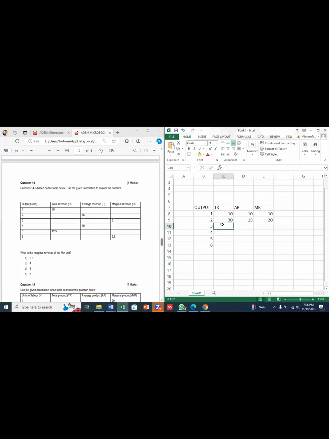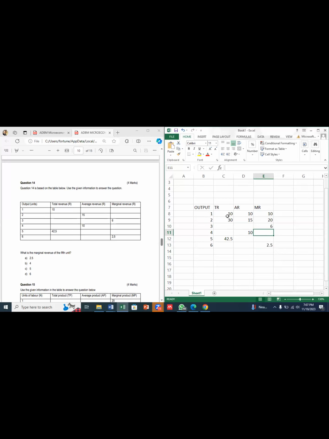Then on the third unit, we've been given the marginal revenue of 6. Then we have 10 there, then we have 42.5 there, then we have 2.5 there. So at 6 there, how do we calculate the total revenue? And how do we calculate the average revenue? The change in total revenue divided by the change in output gives us the marginal revenue, which in this instance is given as 6.